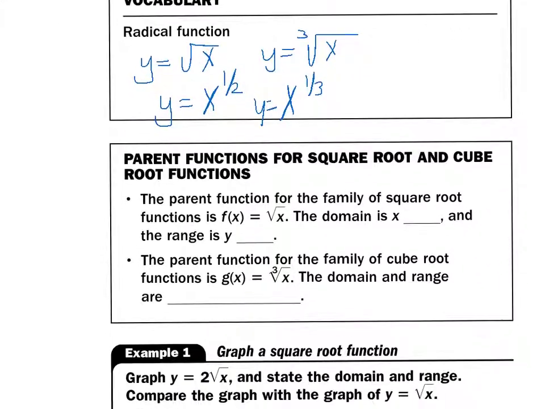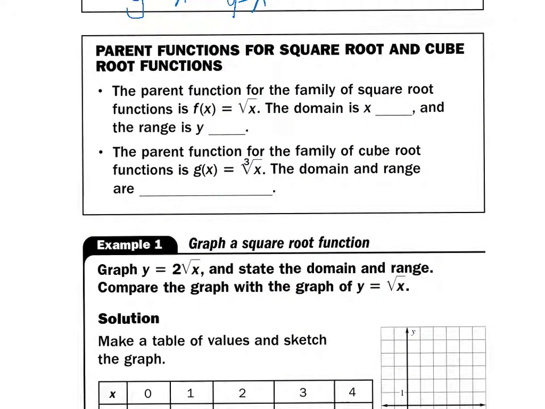All right, the parent function for square root functions is square root of x. The domain is numbers that are equal to or greater than 0. And the range is also greater than or equal to 0. So they're only positive numbers. The parent function for a graph of cubic root functions is all real numbers. So these will have some negative side in them too. So let's graph it.